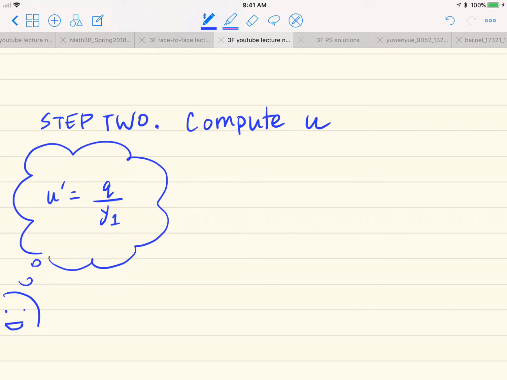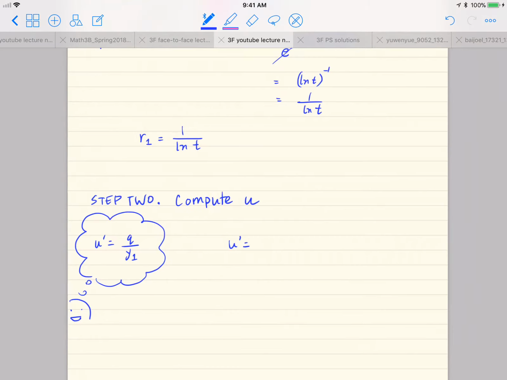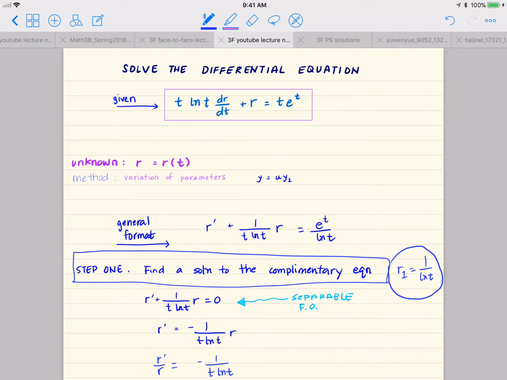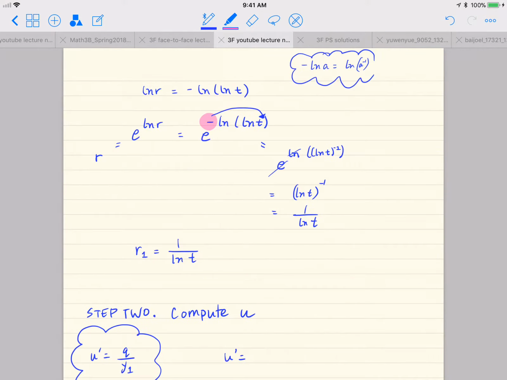Okay, so now how do I apply that in this situation? Well, we'll have u prime is equal to, what is my q? Let me go back. Remember, use the q from your general format, right? So you want to use the q from the general format, e to the t over natural log of t. If you use this as your q, you're going to get the wrong answer, because your p and q are assuming that your equation is in the general format. So for q, we're going to use e to the t over natural log of t.